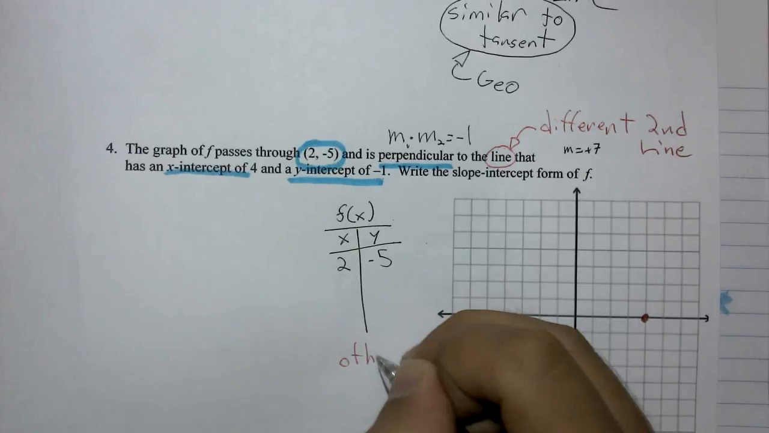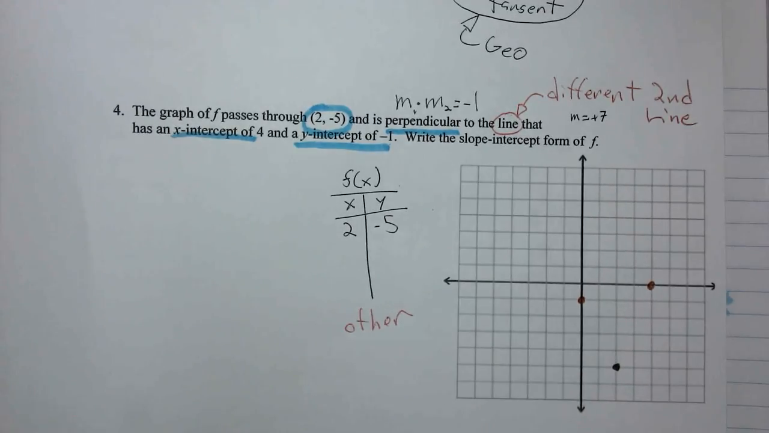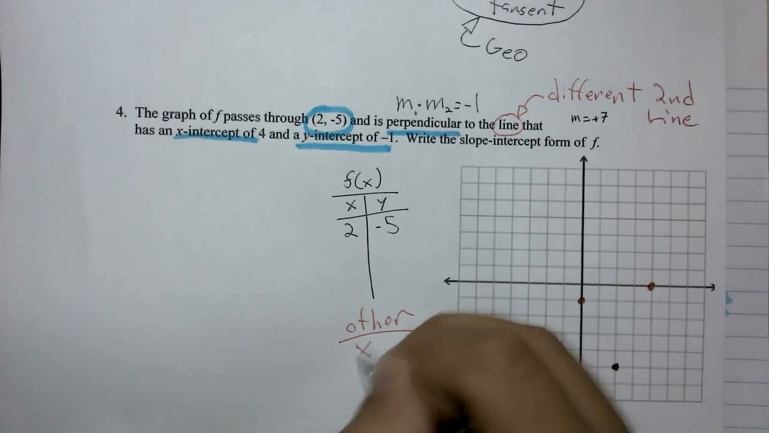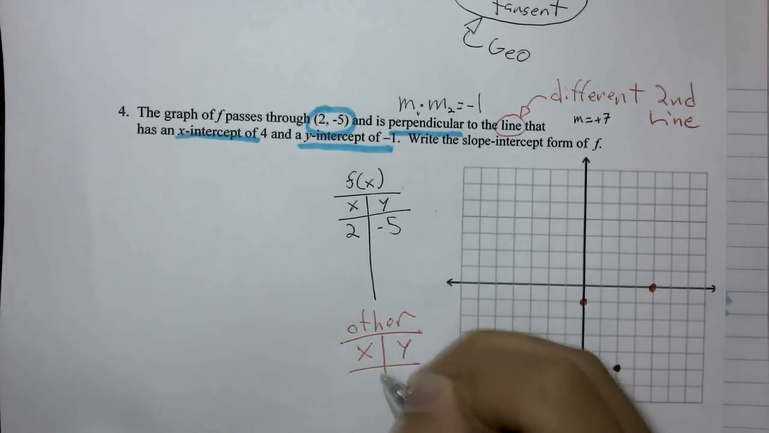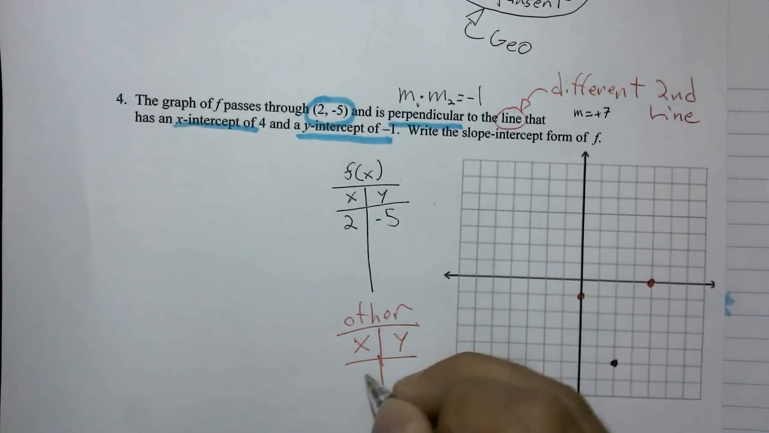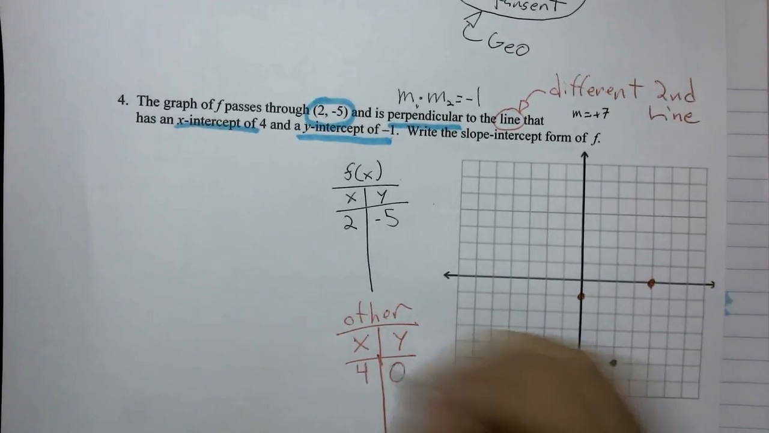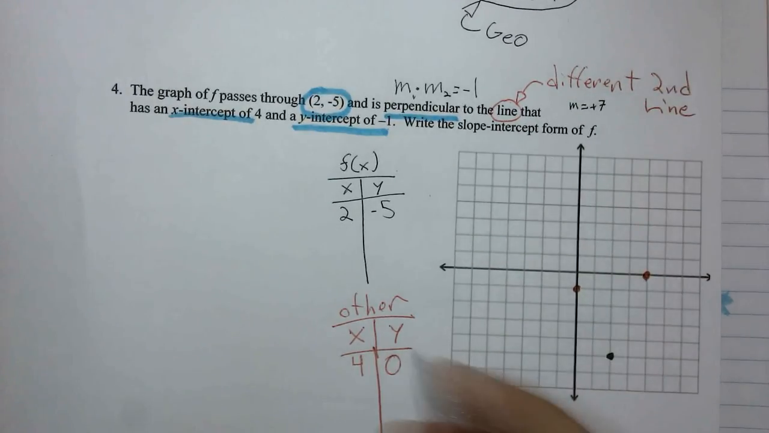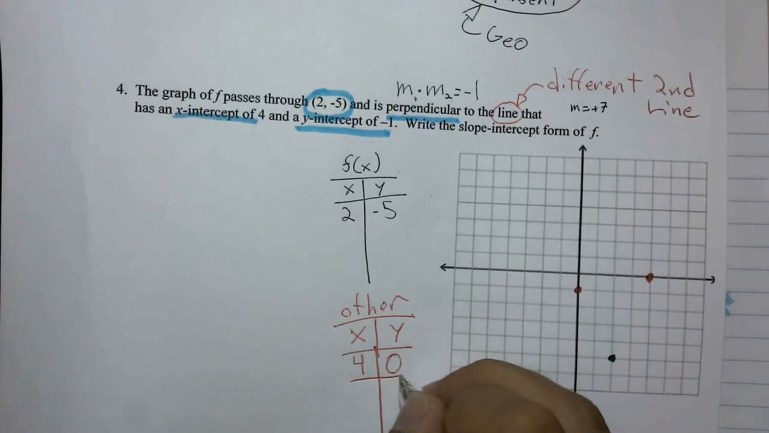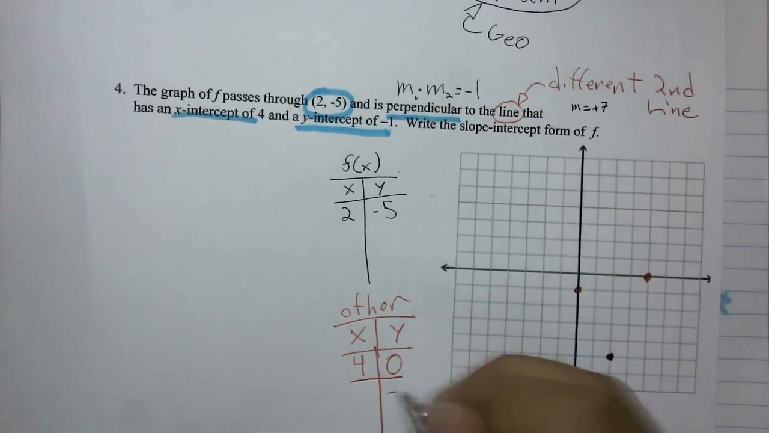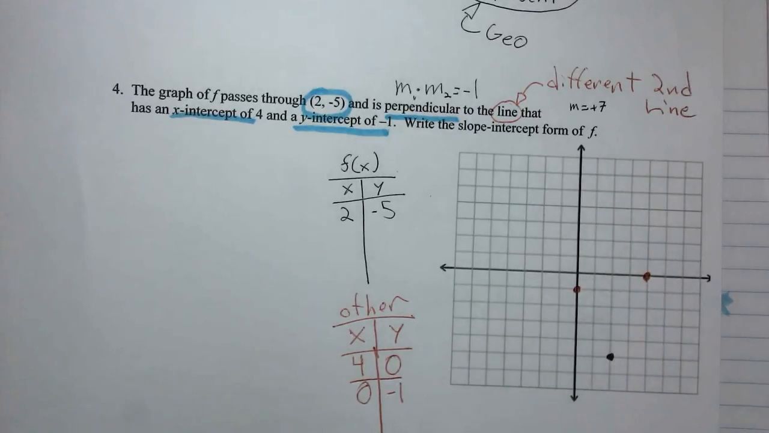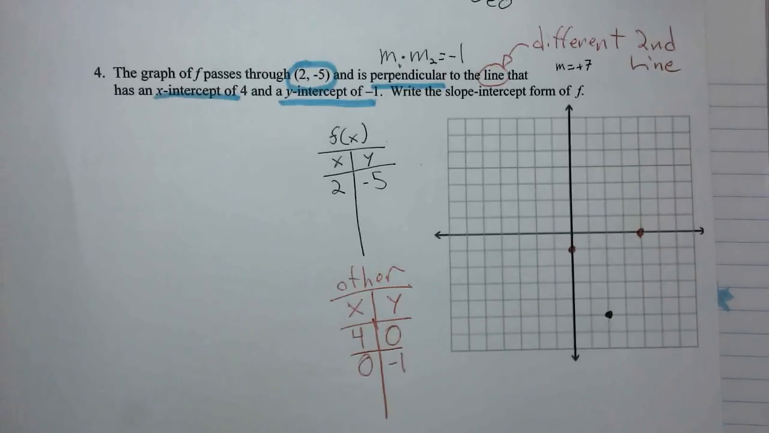They don't necessarily give you the name of the line, like g of x or h of x, whatever, but let's just call it the other one. We know that we have these 2 points on there. So we'll start first with the x-intercept. When x is 4, the outcome is 0. When y is -1, then x is 0. Just a little bit of information to seal this deal.